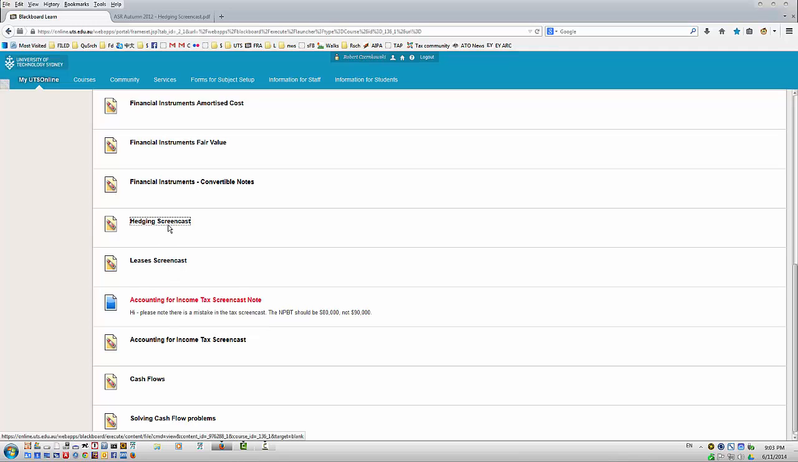Okay, with the hedging screencast, there are some places there. The third slide, I think, of the cash flow hedge example, and the third slide of the fair value hedge example show you the difference in structure and the difference in the risks that you're managing, and therefore why the accounting matters. Hopefully they will clarify your understanding of hedges.